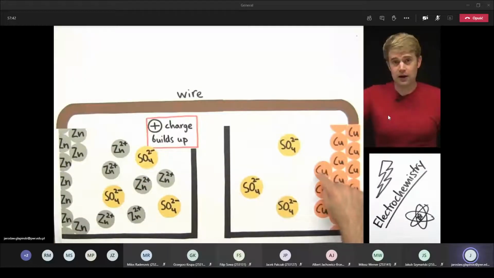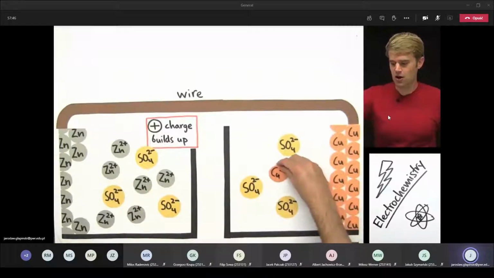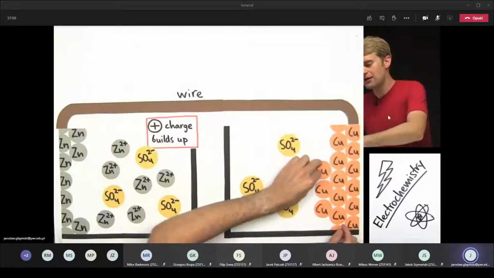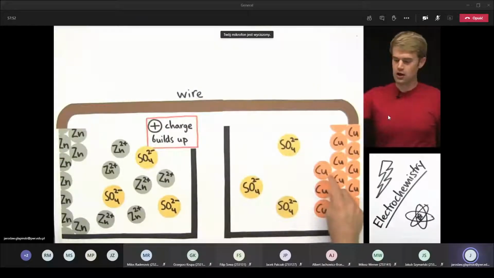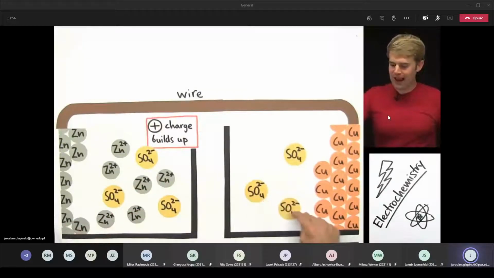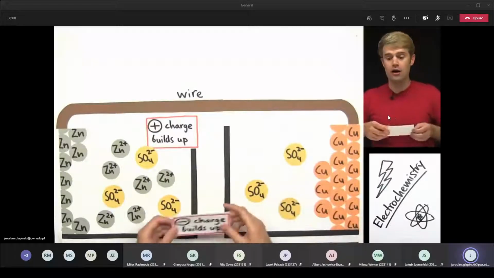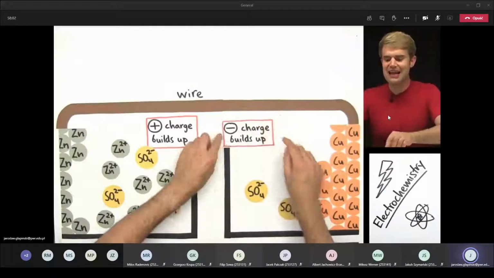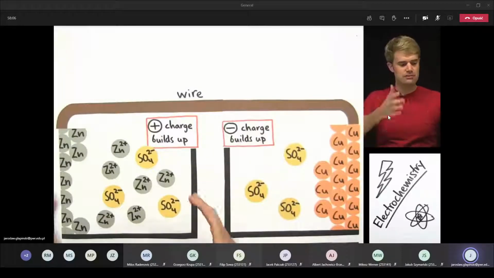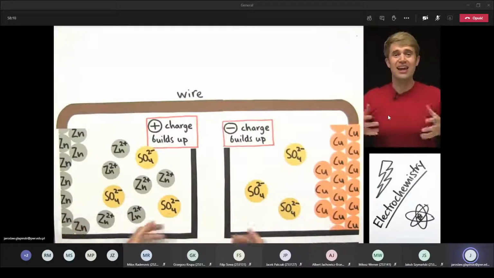And then over here, as the positively charged ions lose their charge by gaining electrons and turn into neutrally charged copper, now there are a whole lot more SO4 2- than there are Cu2+. So a negative charge begins to build up on this side. And if this positive and negative charge build up too much, the cell can't run anymore.